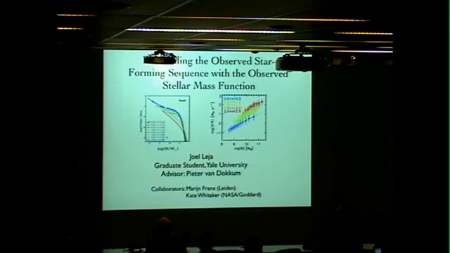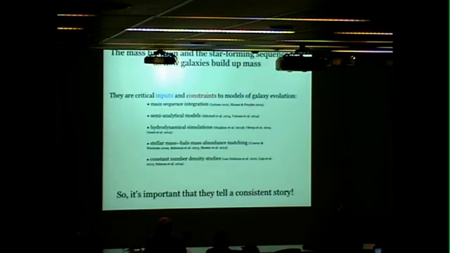And specifically, I want to talk about what we can learn about the star-forming sequence from looking at the evolution of the mass function. Okay? The mass function and the star-forming sequence both tell us how galaxies build up mass. They're fundamental observables of galaxy evolution, and they're also critical inputs and constraints to models of galaxy evolution.